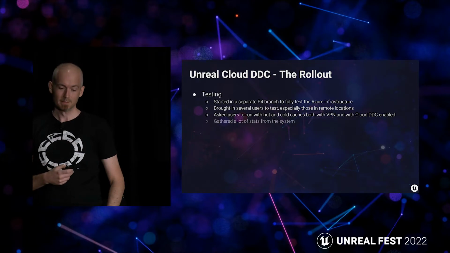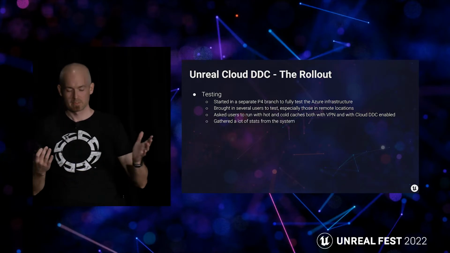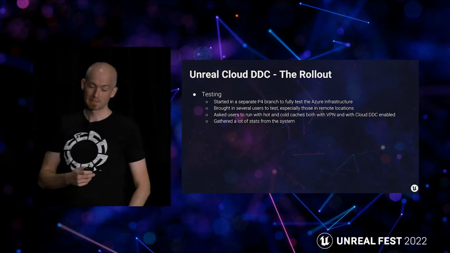And then we did some testing around things like asking users to run with hot and cold caches, with both a VPN connection and with the Cloud DDC enabled, to see how that worked. And then we gathered a lot of stats. We say we're very stats-driven at the Coalition. We like gathering data just to see how it was working for them.